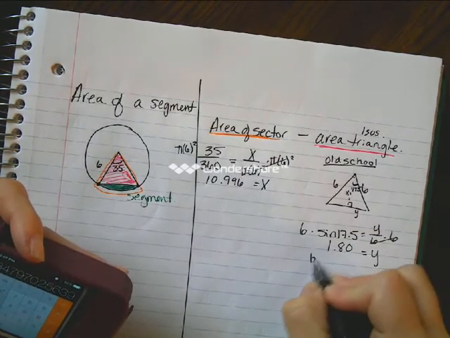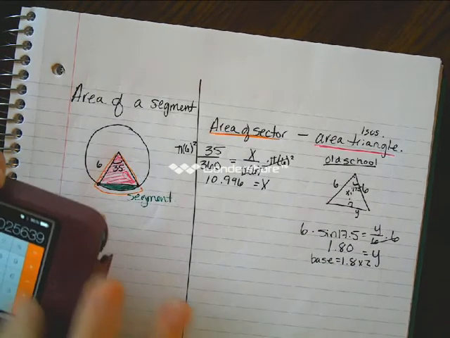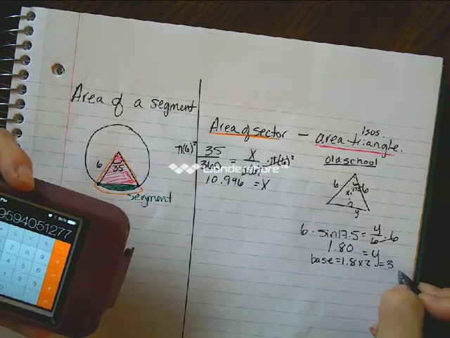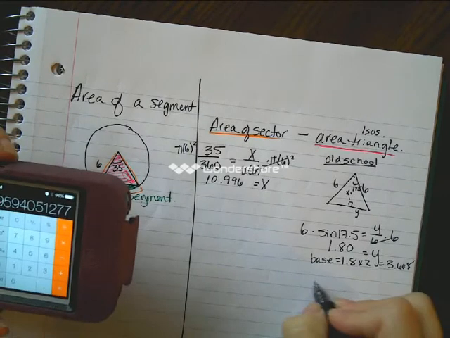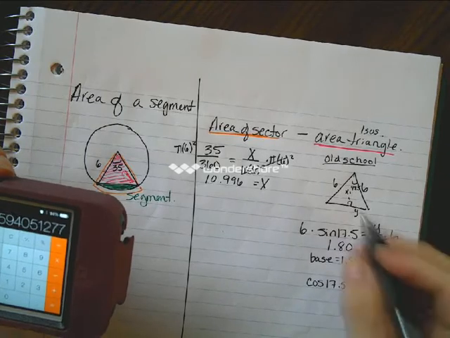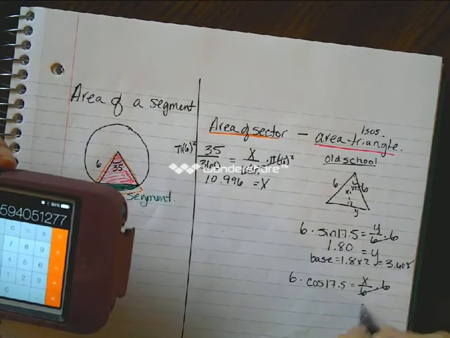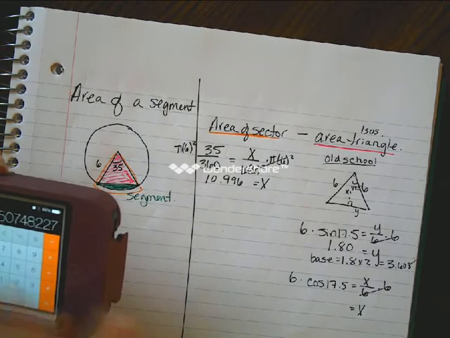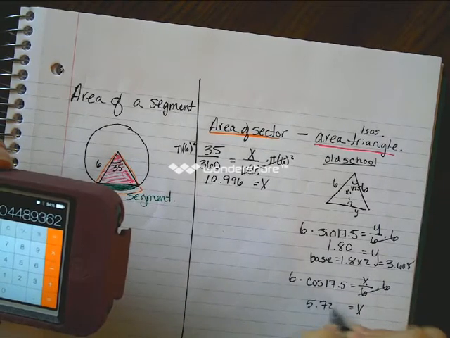Is 3.608. We also need the height of the triangle, so now we got to do cosine. 17.5 equals adjacent, which is x, over hypotenuse, which is 6, times by 6. X equals 17.5 cosine times 6, 5.722. Then we have area equals 1/2 base times height, which is 1/2 times 3.608 times 5.722.